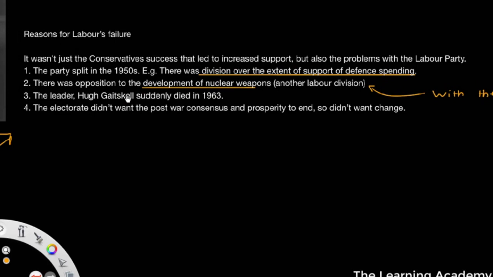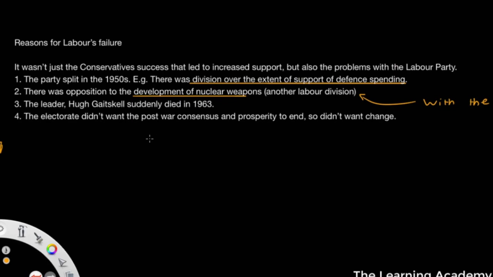And when you've got a party that is split on issues that are so controversial and so important, like the development of nuclear weapons in the 1950s and 60s, then it's very hard for that party to show a united front and take over power. Okay, the leader, Hugh Gaitskell, suddenly died in 1963. So again, this pushed the Labour Party into a bit more turmoil.